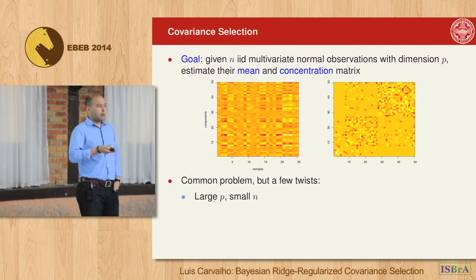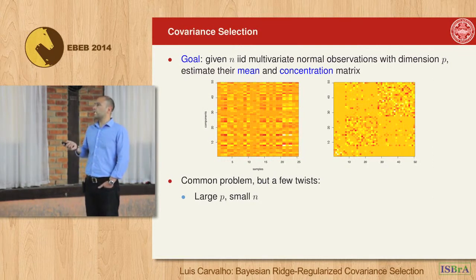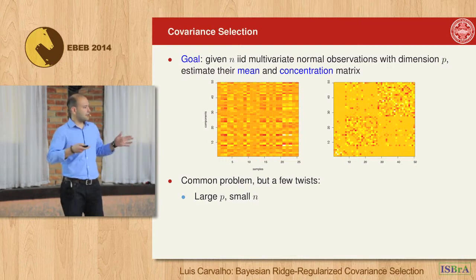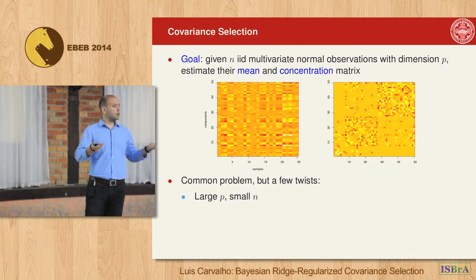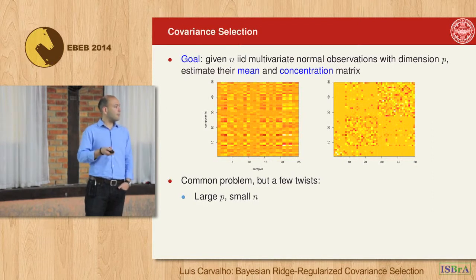This is a very common problem, as I said. It's been around at least since the 70s, defined by Dempster in 72, this idea of covariance selection. The main hurdle we have to overcome is that p is usually large compared to n. The dimension of the matrix you want to estimate is usually much larger than the number of observations. You want to estimate p plus 1 choose 2 potential entries, but you only have n observations.